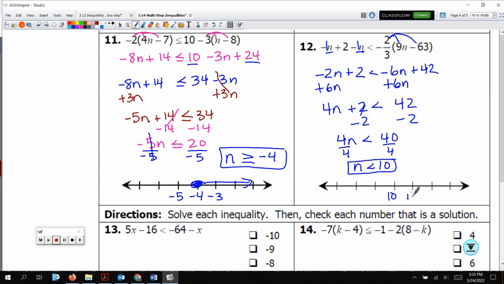There's no 10, there's 11, there's 9. It's an open circle at the number 10, and all our solutions are pointing to the left.